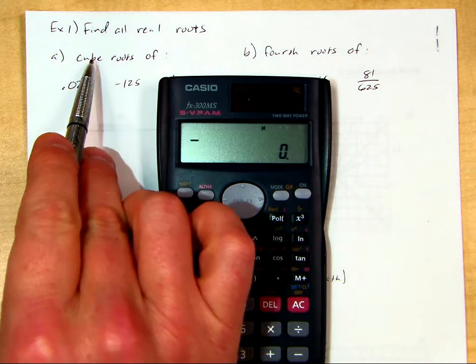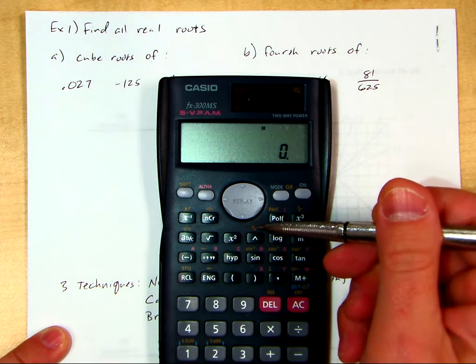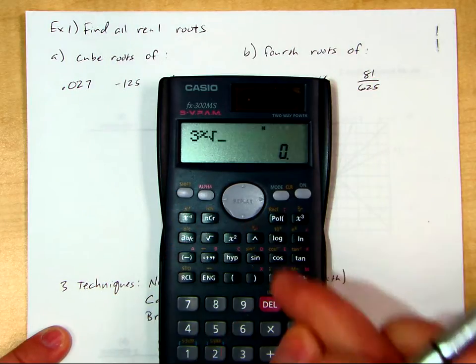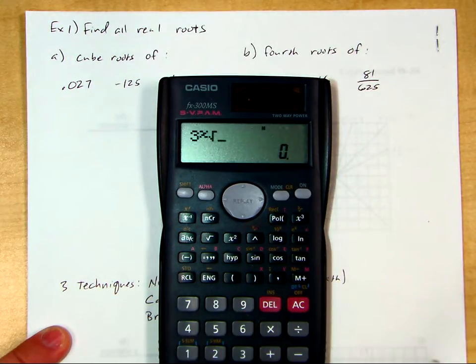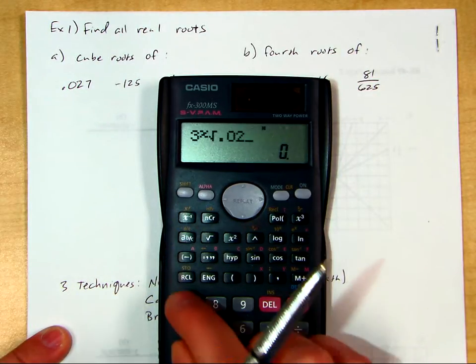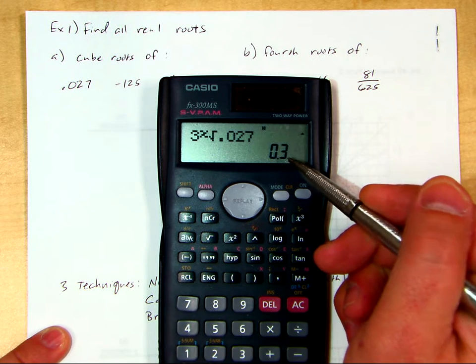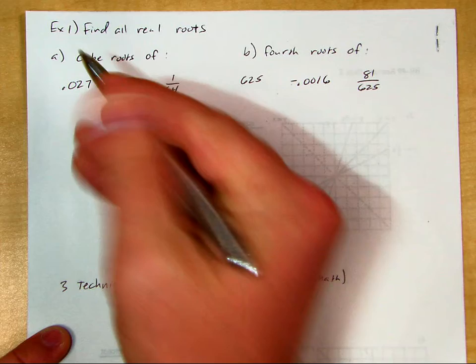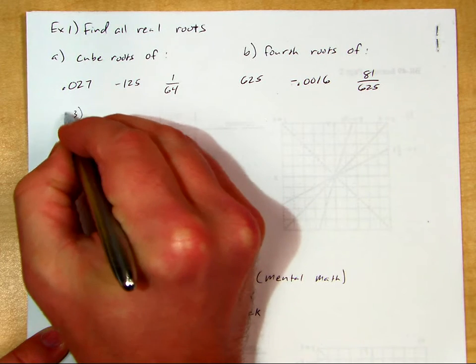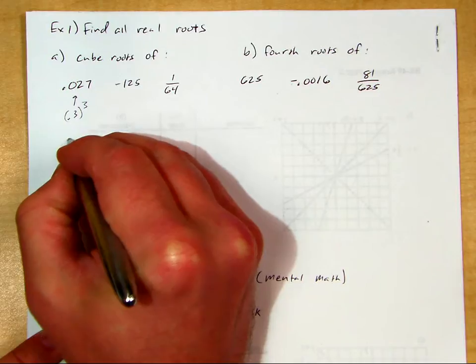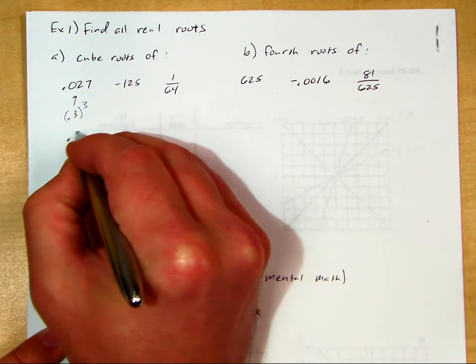Now I'm looking for the cube root, that means the third root, and you're looking for the x root button there. So I'm going to put in 3 and then hit shift and that button right there, and then I'm going to put in 0.027. Let's see if this works. And it gives me 0.3, and that is the correct answer. So this means that 0.3 to the third power equals 0.027. So the real root of that is 0.3.